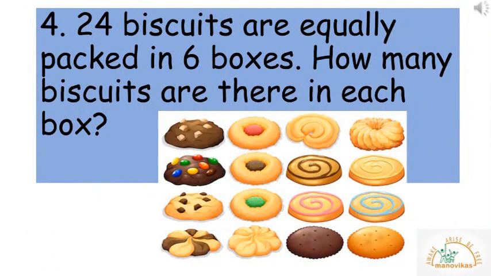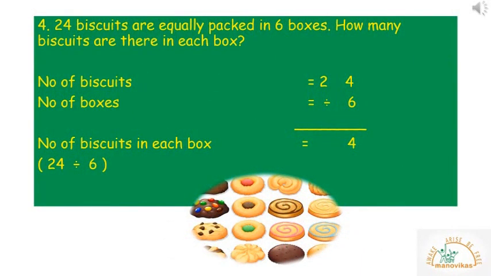In our fourth problem, we have 24 different types of biscuits which are equally packed in 6 boxes. Now we need to find out how many biscuits are there in each box. Here the first statement will be number of biscuits. How many are they? 24. Number of boxes is equal to 6.